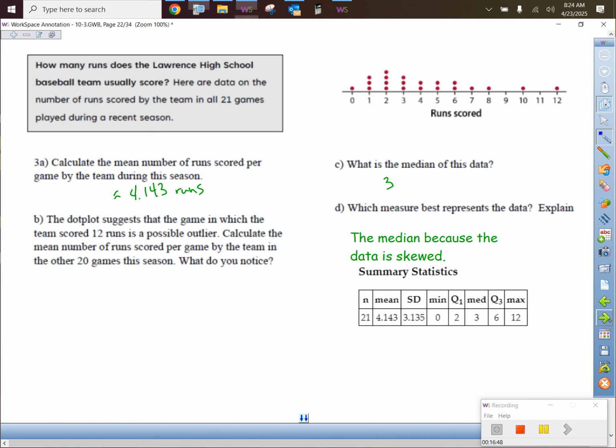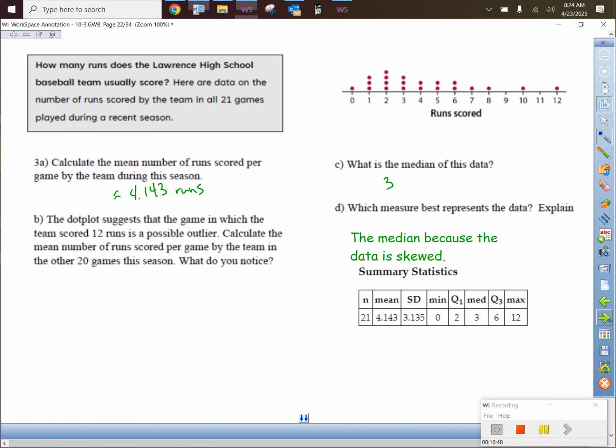But would you also believe that there are some possible outliers on this one? I know a lot of you are involved with sports and activities. It might not be baseball, but I'm sure you've at least seen some games in any sport where it's like, dude, we played a horrible team and kicked their butts. You see one of those games, they scored 12 runs. That's a possible outlier. And I said, okay, what would the data look like if we got rid of that?